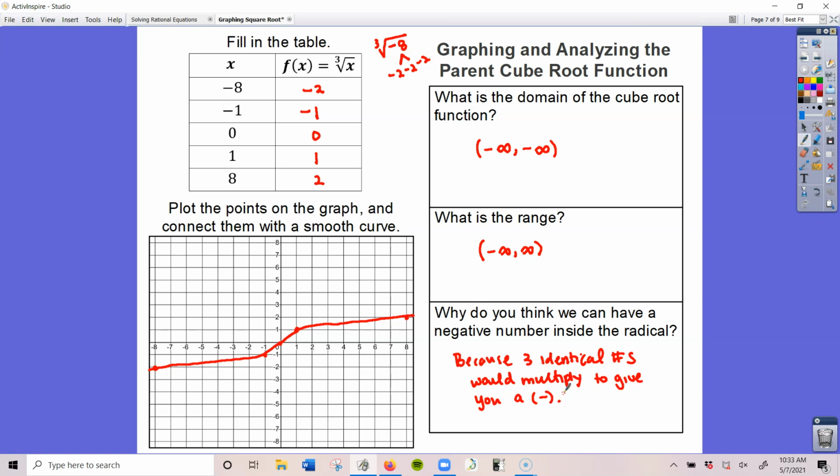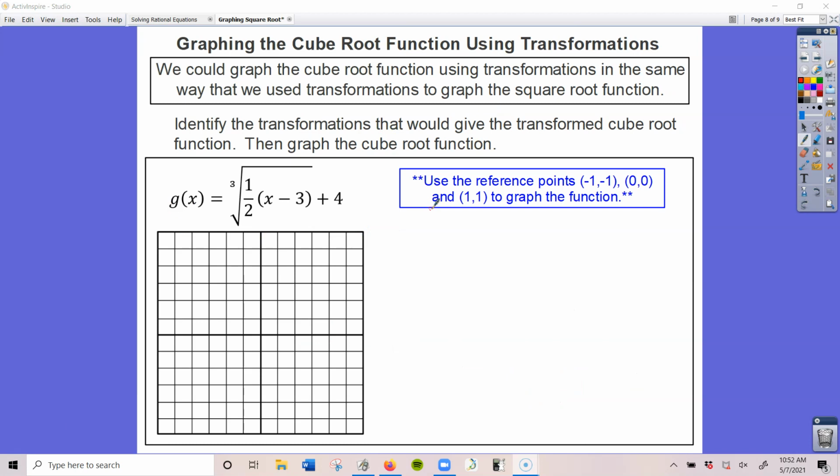So now let's look at how to graph these. For the cube root function, we're going to use these three as our reference points: negative 1, negative 1, 0, 0, and 1, 1. So now here we have the function g of x is equal to the cube root of 1/2 x minus 3, plus 4. So let's write out our transformation rules. The rule for the x would be 2x plus 3. And the rule for the y would be y plus 4.